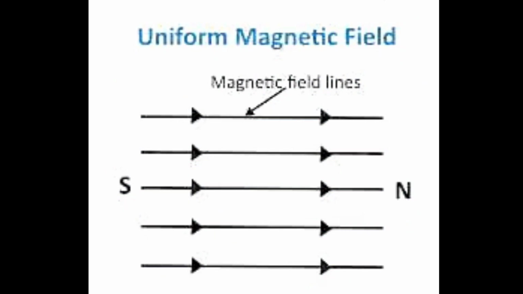Two types of magnetic field lines exist. Number one is a uniform magnetic field. In a uniform magnetic field, you can see straight lines, which represent a region that has the same strength of magnetic field, and the magnetic field is in the same direction at all points in the region. In a uniform magnetic field, the magnitude as well as the direction of the magnetic field remain the same. That is the reason they are represented by an equidistant set of parallel magnetic field lines.